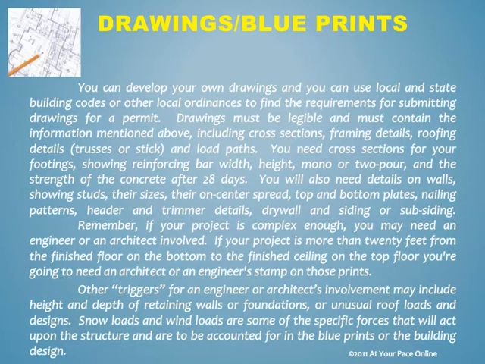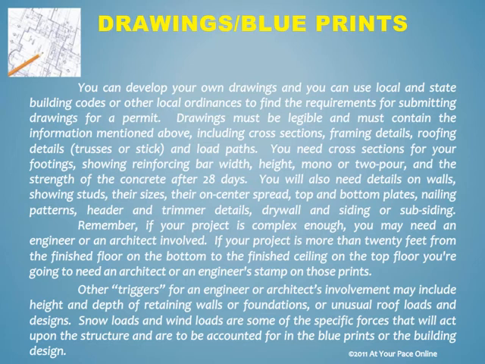Drawings, blueprints. You can develop your own drawings, and you can use local and state building codes or other local ordinances to find the requirements for submitting drawings for a permit. Drawings must be legible and must contain the information mentioned above, including cross-sections, framing details, roofing details, trusses or stick, and load paths. You need cross-sections for your footings, showing reinforcing bar width, height, mono or two-pour, and the strength of the concrete after 28 days.